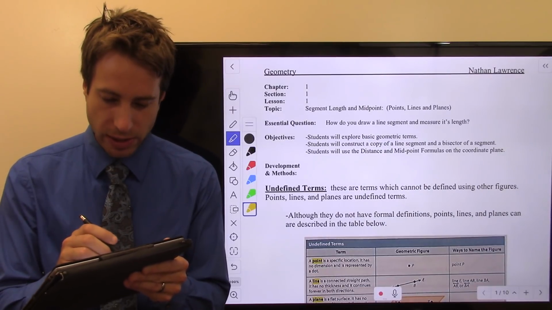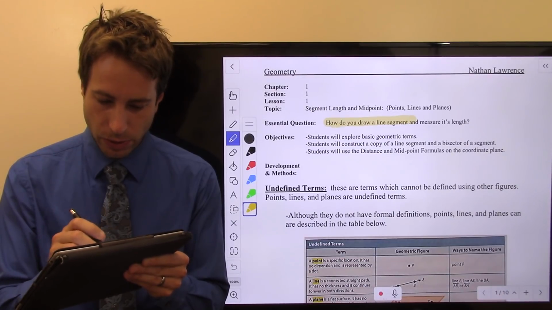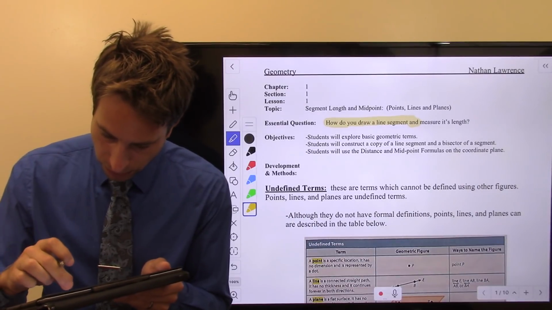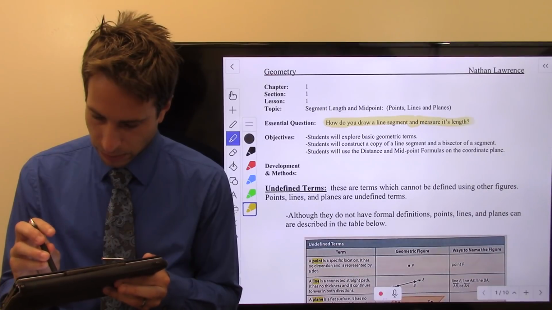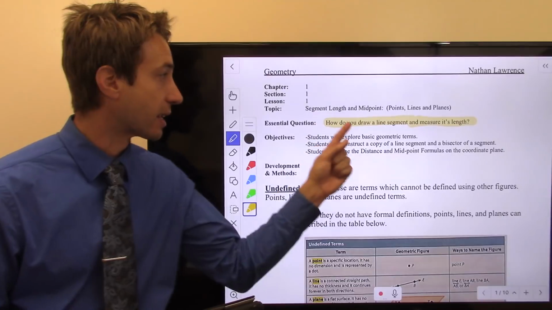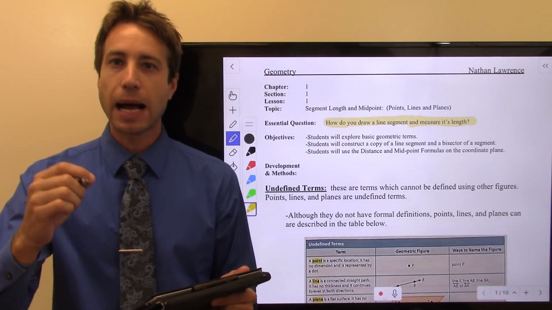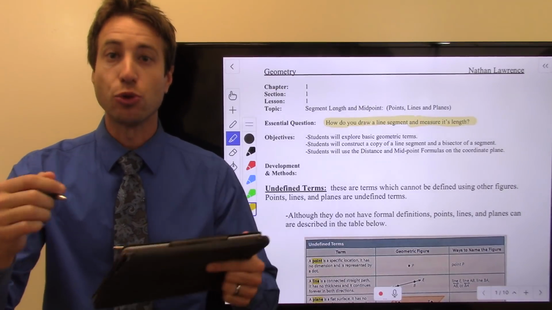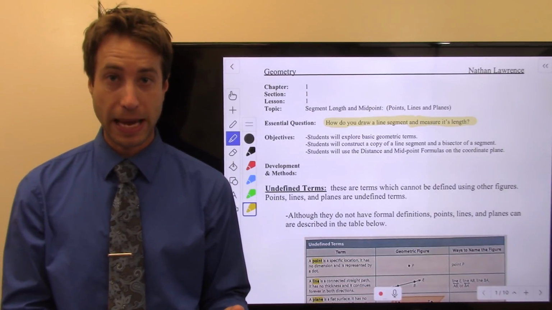If you take a look at our essential question, what the question is asking is, how do you draw a line segment and measure its length? Here's the idea of the essential question. By the time we get to the end of this set of videos, you should be able to answer that essential question. That's the question that we want you to be able to answer.